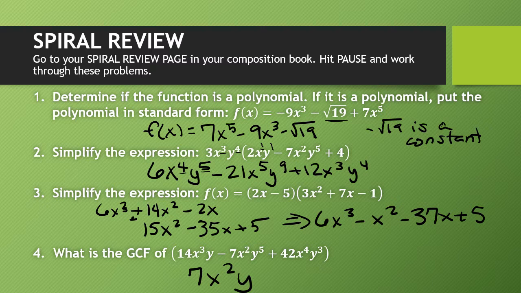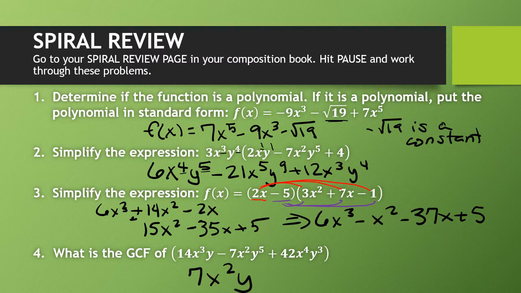Number 3, when you simplify the expression, remember this is like the distributive property twice. You're going to take the 2x, you distribute, and then we come down here and take the negative 5, and we distribute. You could have done this using the box method. Regardless, when you get the final answer, you should have 6x cubed minus x squared minus 37x plus 5.